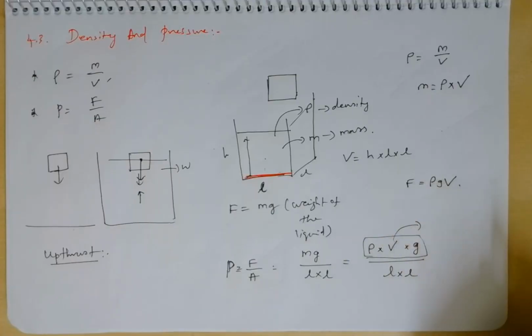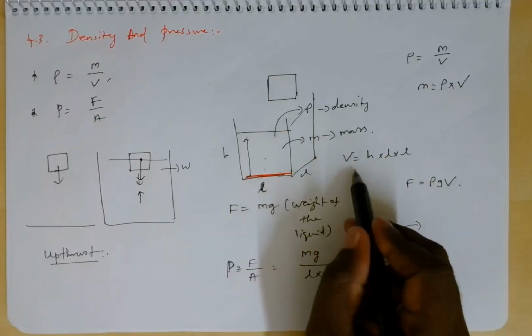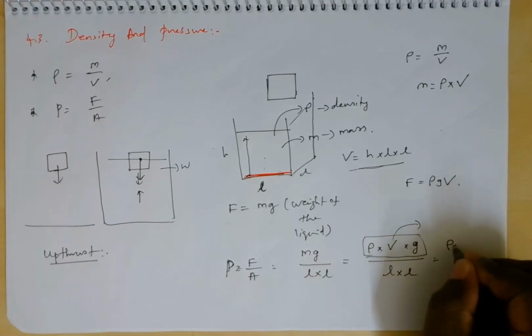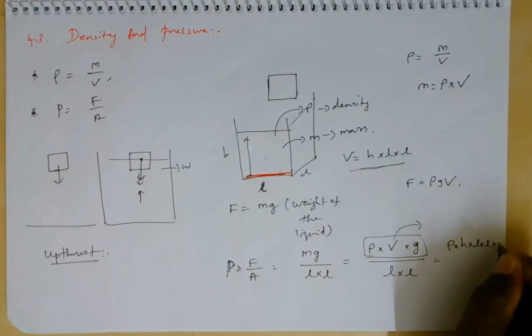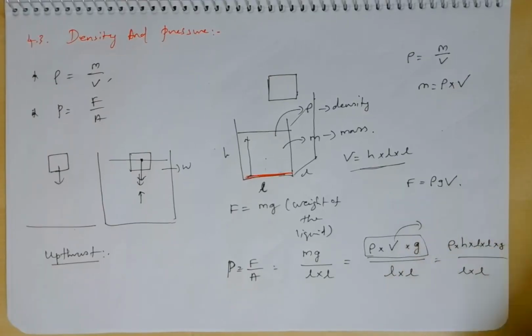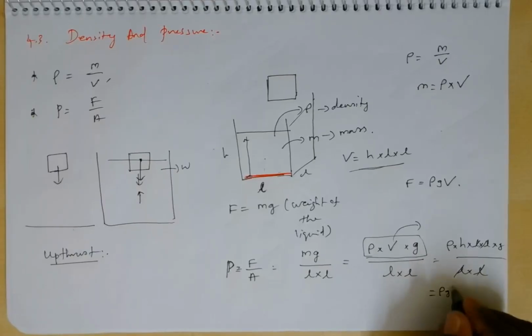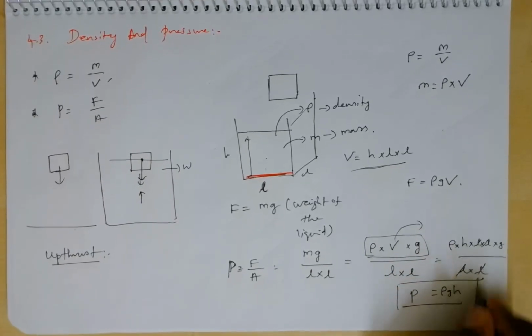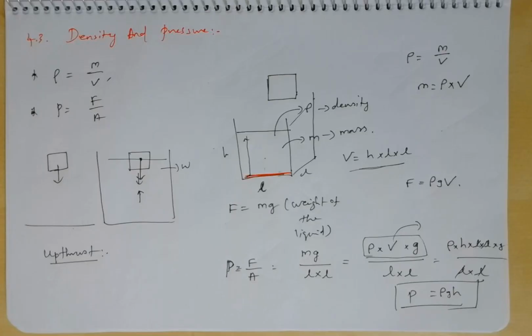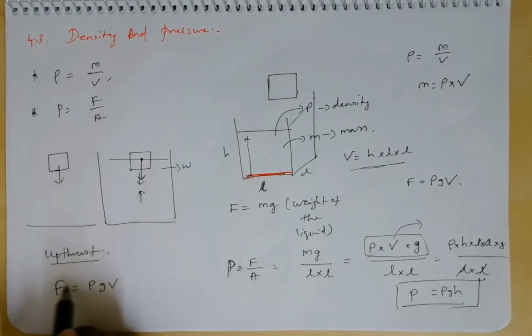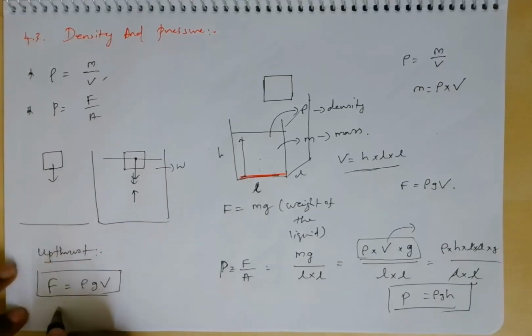Now this volume, what can we split this volume as? I'm going to split this into rho into H into L into G, divided by L into L. What can we cancel out? So rho G H. This is pressure. So we have two equations. Upthrust force is rho G V, and pressure in a liquid is rho G H.